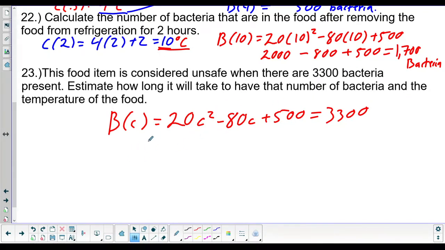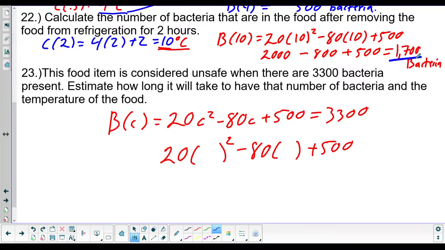Okay. You're going to have Desmos. Type in 20 parentheses squared minus 80 parentheses plus 500. Okay. Then we can go ahead and plug in different numbers here. We already tried 10. That's a little bit too low. We don't have quite enough bacteria.